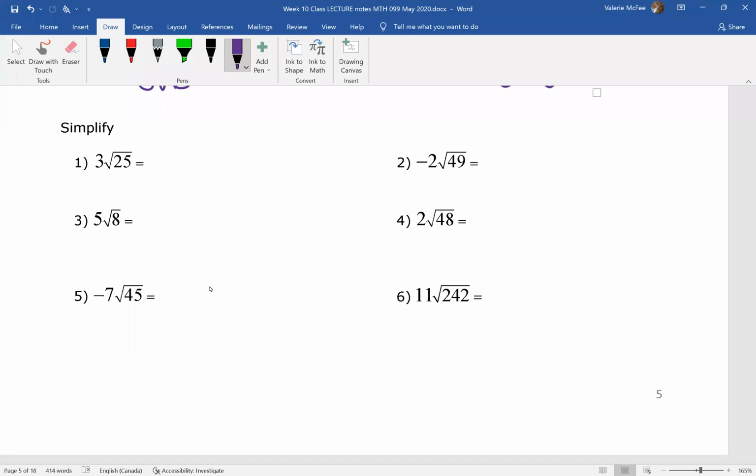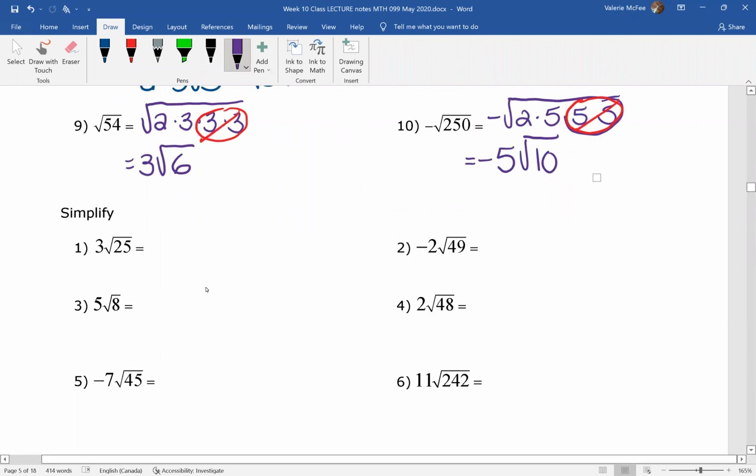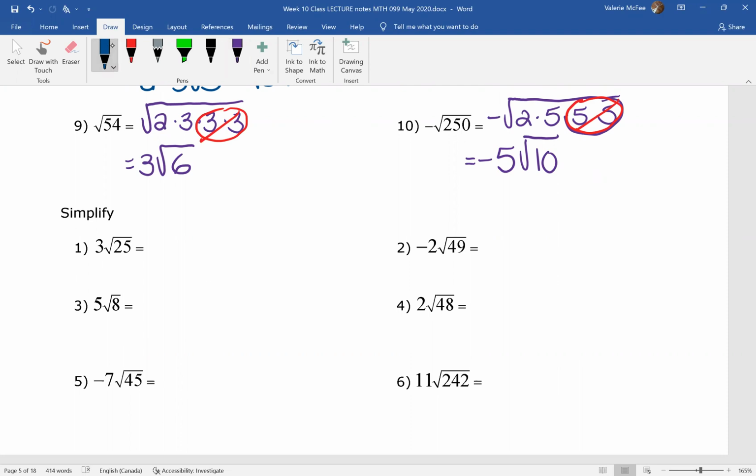If you see these questions compared to the ones we were just looking at, we see that these all have an integer out in front of the radical sign. This means multiplication. 3 times the square root of 25, 5 times the square root of 8. So if we look at question 1, we know the square root of 25 is 5. So this is simply 3 times 5, or 15.